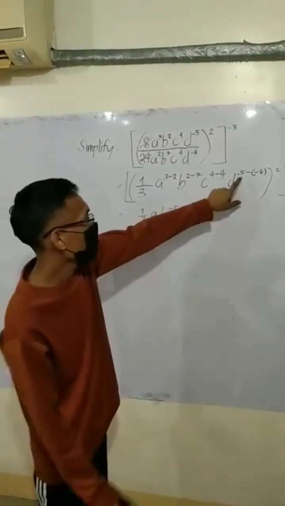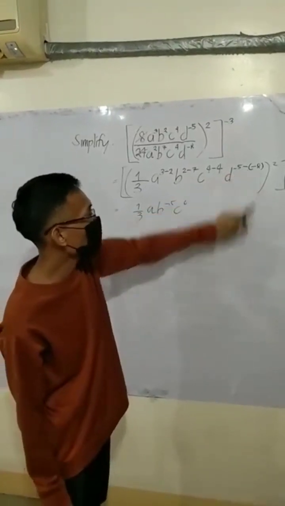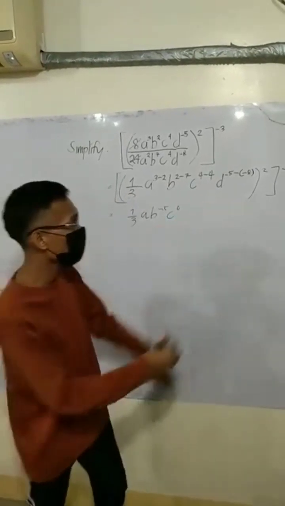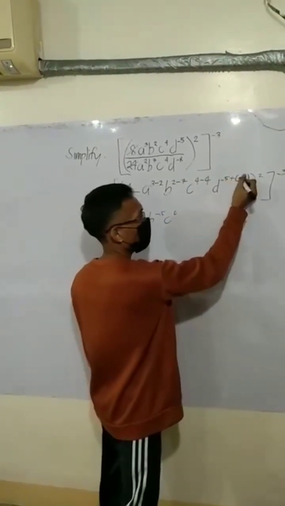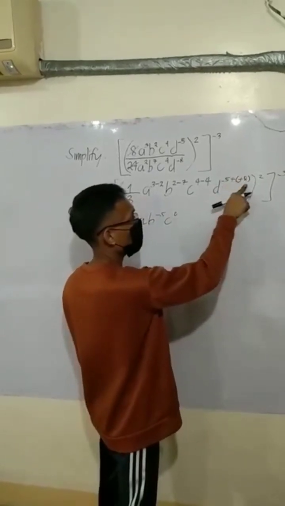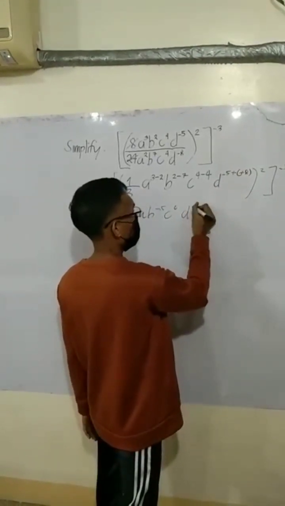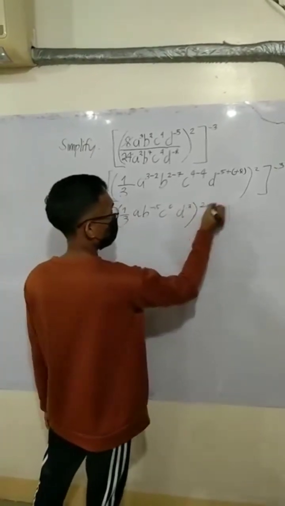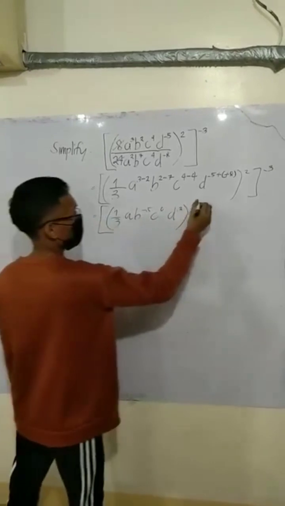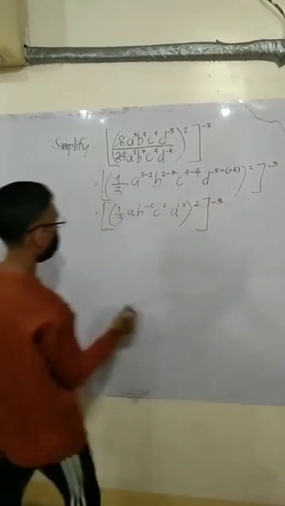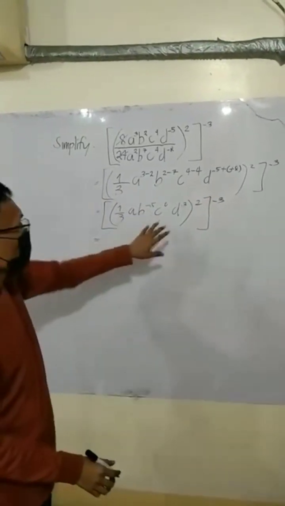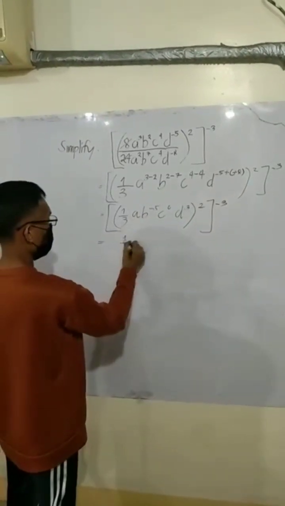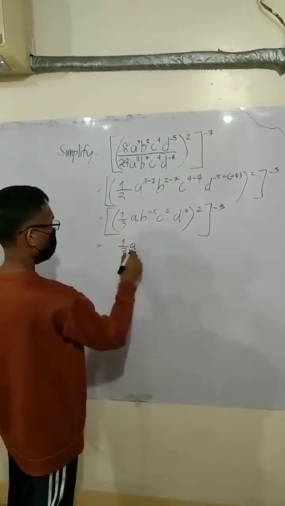And then d, -5 minus -8. So recall the laws or the operations in subtracting integers. So of course this becomes positive and this becomes positive. So -5 plus 8, that's d to the 3. And we're going to raise that to 2, and then to -3. Now we're going to rewrite this first. So this becomes 1/3 a.